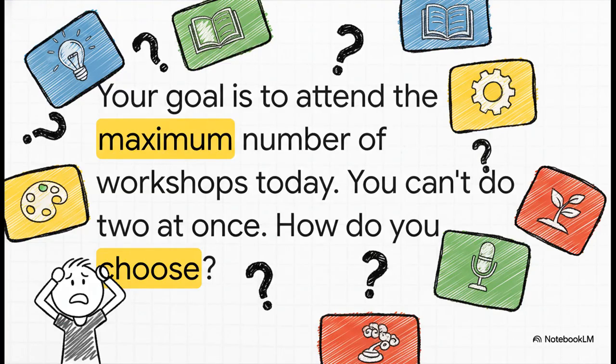Okay, so picture this. You've got a list of all these cool online workshops. Every single one has a start time and an end time. And your goal is pretty simple. You just want to go to as many of them as you possibly can. So, how do you choose? Do you pick the shortest one first, or maybe the one that starts the earliest? It's not super obvious what the best strategy is here.